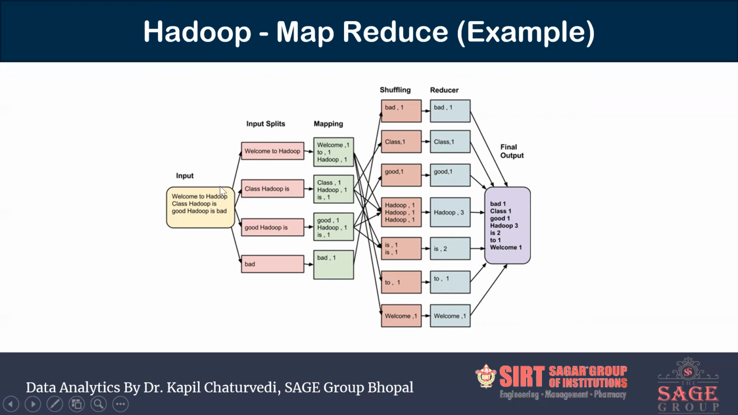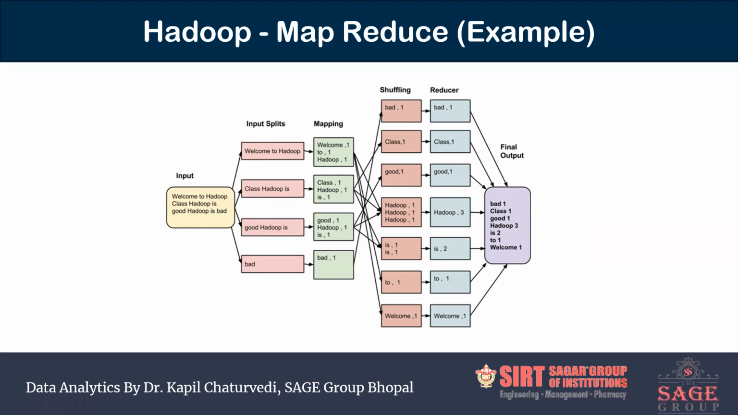Our input is: Welcome to Hadoop class. Welcome to Hadoop class. Hadoop is good, Hadoop is bad. The first step of MapReduce will be input split. It means we separate the lines: welcome to Hadoop, class Hadoop is, good Hadoop is, and bad. So we divide the string in multiple parts.